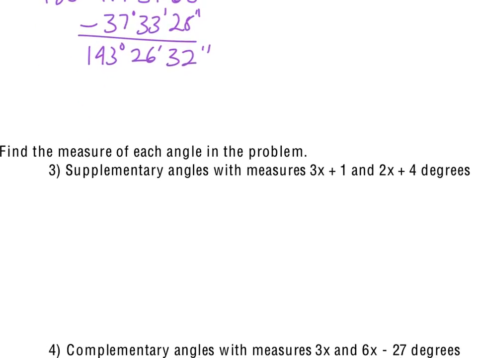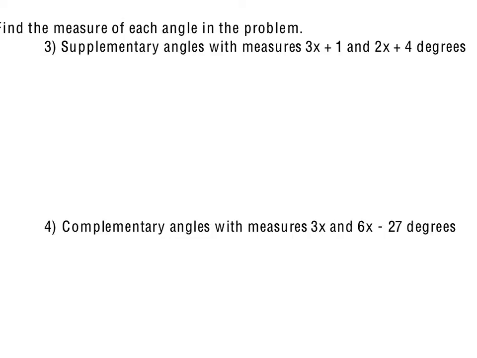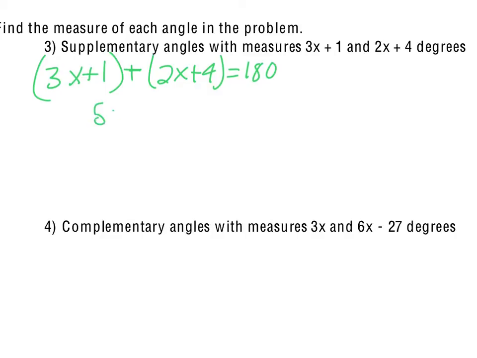Number 3, we've got measures for supplementary angles. They're 3x plus 1 and 2x plus 4. Again, if it helps, you might draw a diagram, but really what we're saying there is if we add these angles together, and I'm just using parentheses for emphasis here, they're supplementary, meaning that they equal 180 for a sum. If I combine my like terms over here, I get 5x plus 5 equals 180. So subtracting the 5 gives me 5x equals 175. Divide by the 5, we get x equals 35.